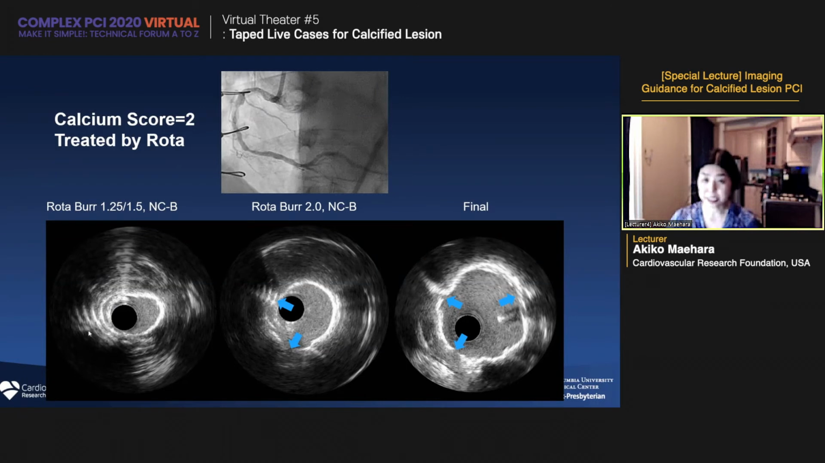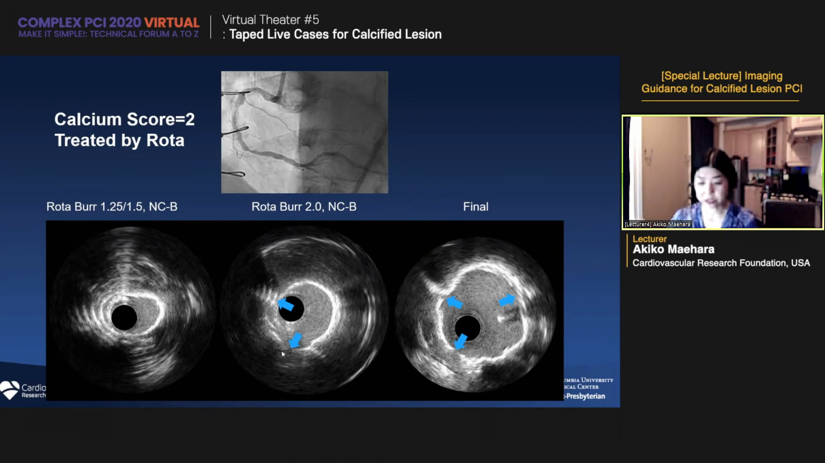And you can see the nice reverberation that indicates the modification of the calcium. However, we don't see any fracture. And we saw this is not good enough to go ahead to the stent. Then we did 2.0 burr rotablator and a non-compliant balloon. After those treatments, now we can see the nice calcium fracture by IVUS. And then we are confident that if we put the stent, we should be able to expand well, and they go ahead to the stent.